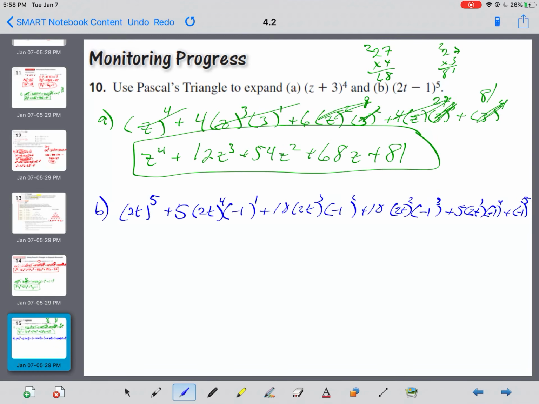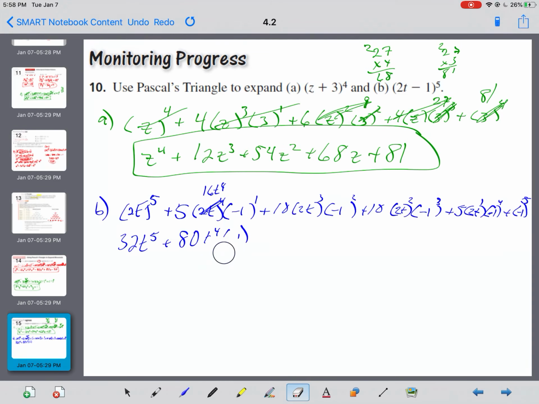So I'm going to do my exponents. 2 to the fifth is 32t to the fifth, goes to both. 2 to the fourth, that's 16t to the fourth, times 5. 5 times 10 is 50, plus 5 times 6 is 30. That makes 80t to the fourth times -1.